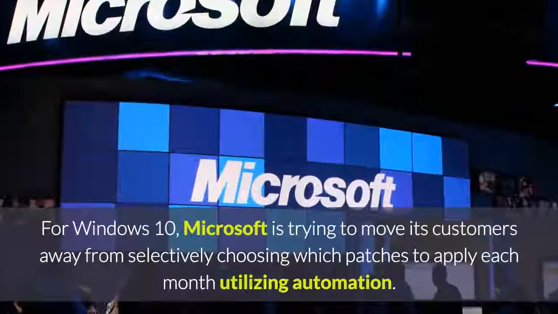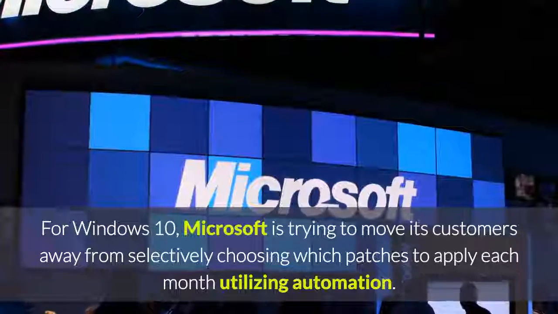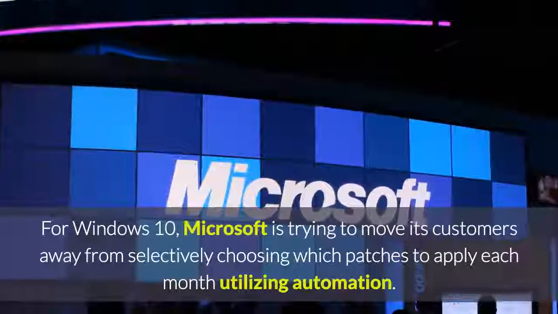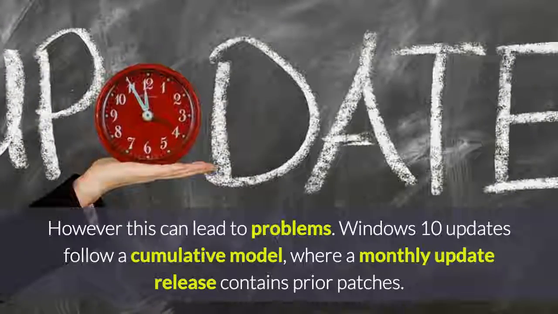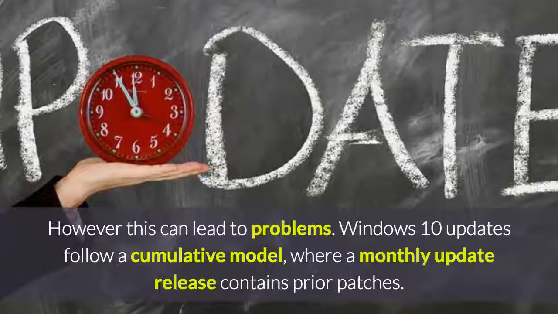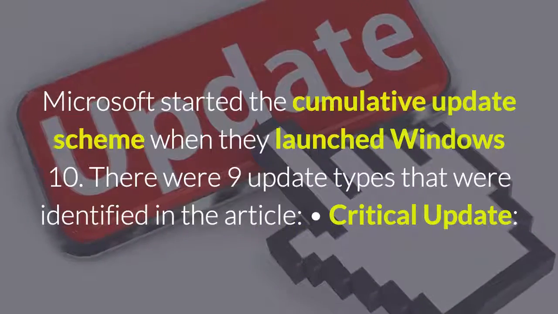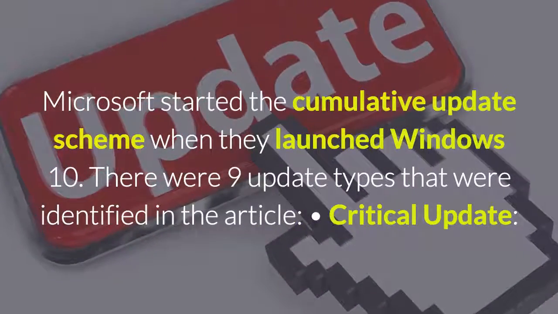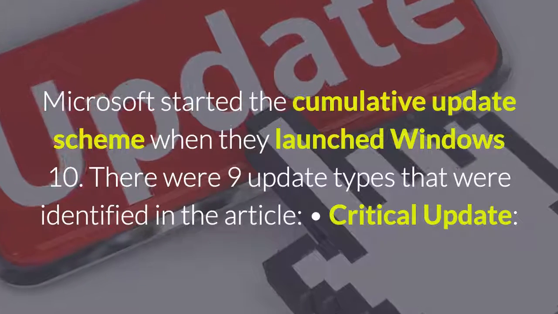For Windows 10, Microsoft is trying to move its customers away from selectively choosing which patches to apply each month, utilizing automation. However, this can lead to problems. Windows 10 updates follow a cumulative model where a monthly update release contains prior patches. Microsoft started the cumulative update scheme when they launched Windows 10. There were 9 update types that were identified in the article.